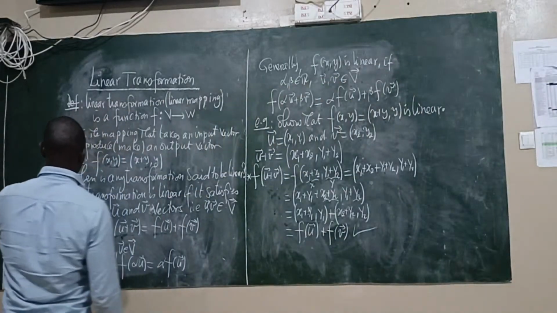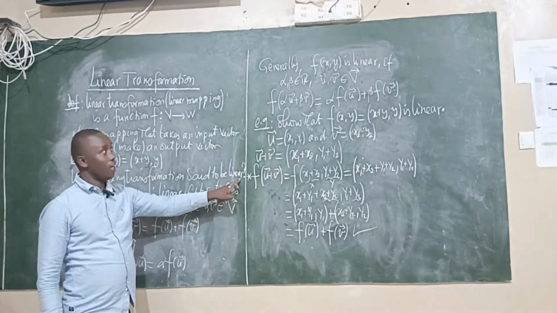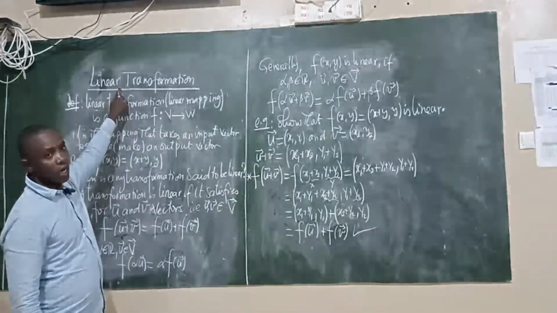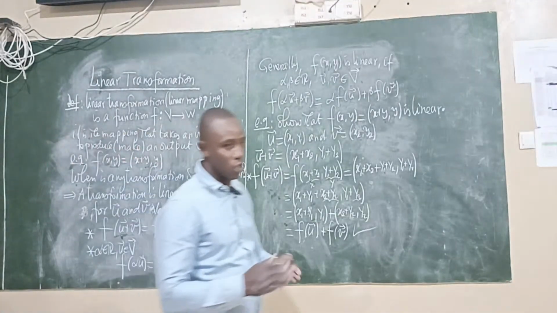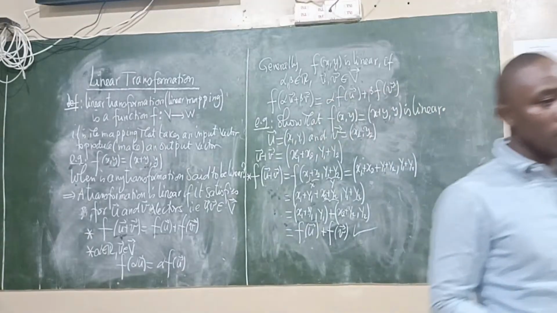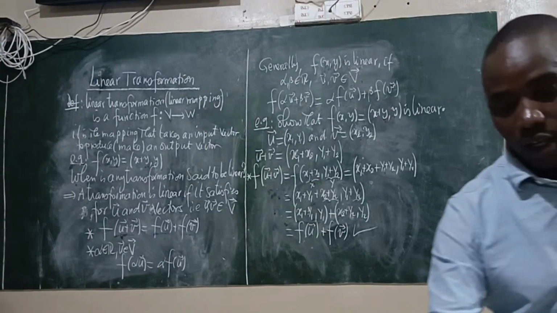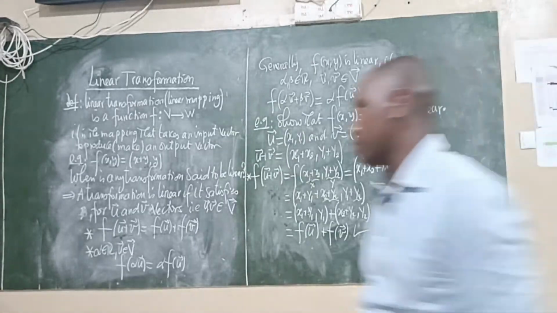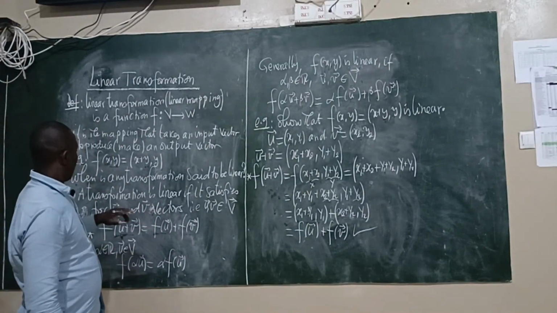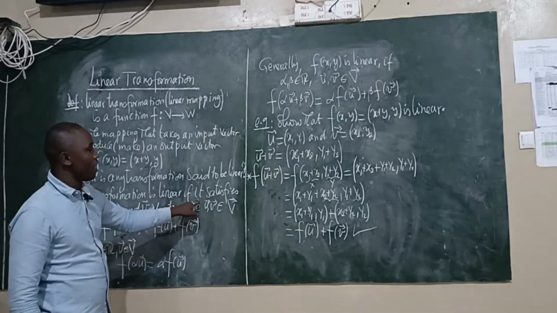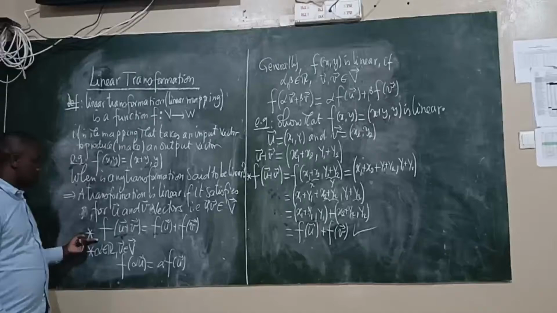Now, the question is, when is any transformation said to be linear? As you see, here we are talking about linear transformation. When is that transformation said to be linear? A transformation is linear if it satisfies or fulfills those two properties.